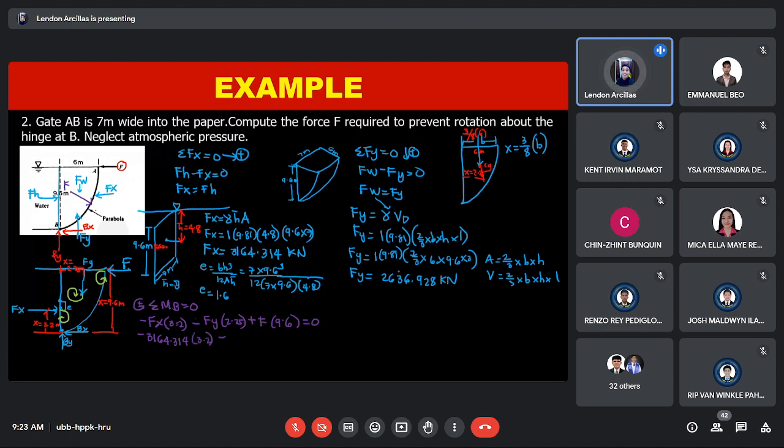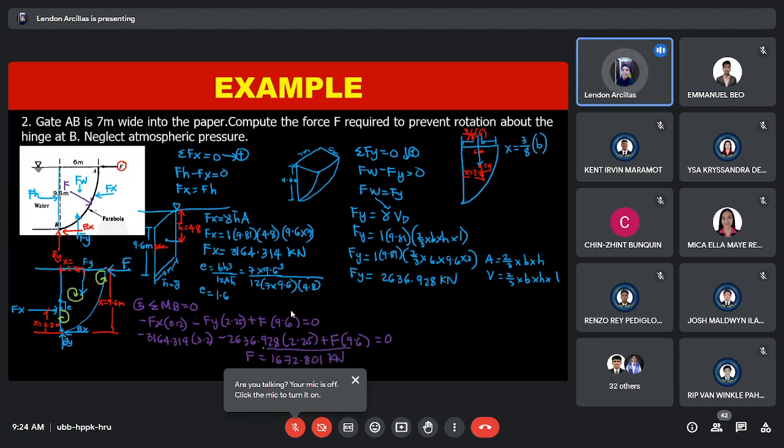F of y is 2636.928 times 2.25 plus, ito yung hinahanap natin na F. Hindi ito hydrostatic force ha. Ito yung F required to stop the gate. Okay. So, using calculator, you will solve F equal to 1672.801 kilonewton. So that's how you solve a curvature gate pag nilagyan natin ng mga hinge pa.